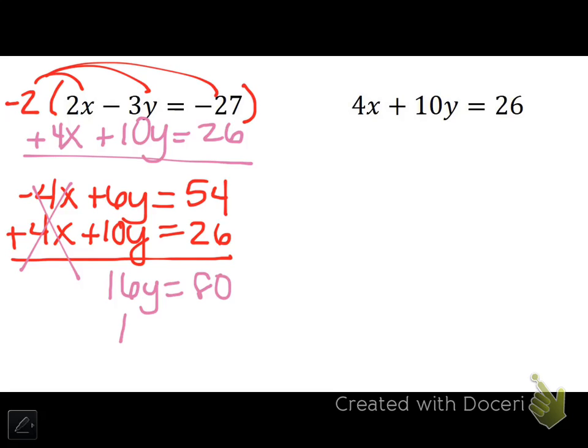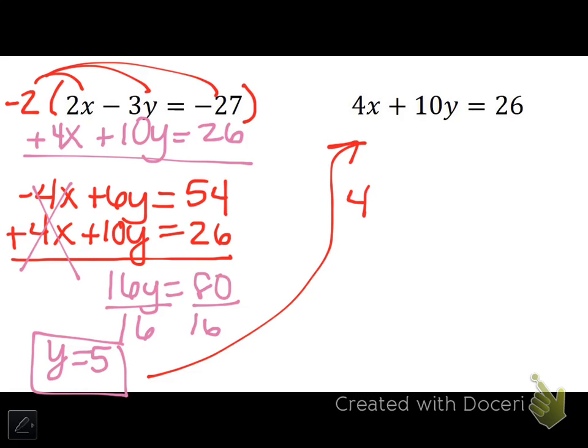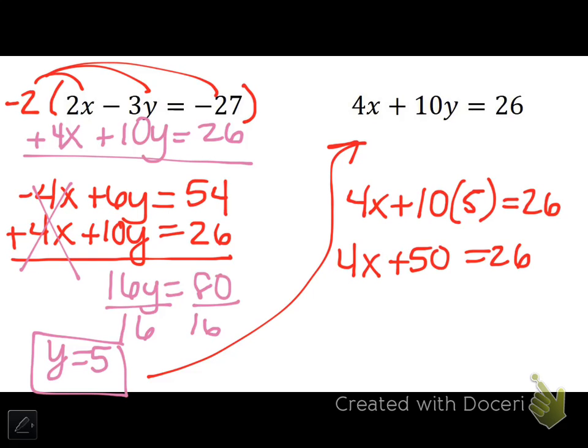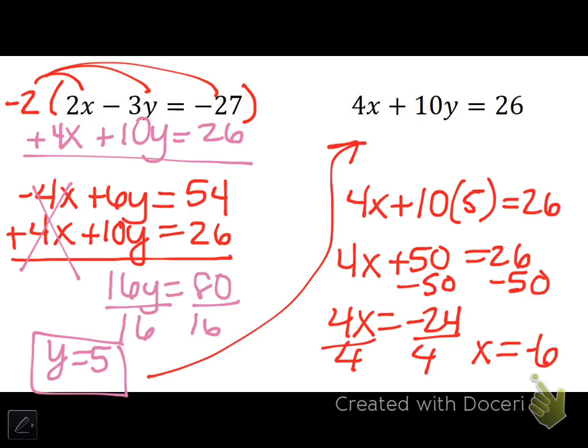To get y by itself, you divide by 16, so y should equal 5. Okay, but we need to make sure that it's a point, so we're going to go ahead and plug it back in. Let's pick this one. We'll plug it in for the y. So then 10 times 5 is 50. Subtract 50. 26 minus 50 should give me a negative 24. Divide by 4. X should equal negative 6. So my point's going to be negative 6, positive 5.